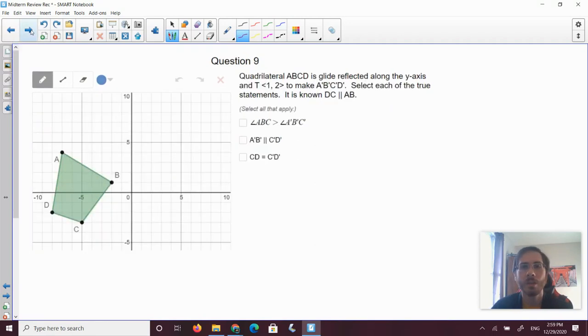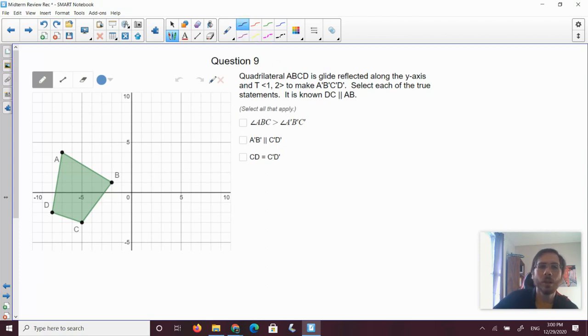All right, number 9, we have this quadrilateral. It's glide reflected along the y-axis and a translation of 1, 2 to make A prime, B prime, C prime, D prime. Select each of the true statements. It's known that DC is parallel to AB. So that means you don't need to double check the slopes. You don't need to count the slopes just to double check that. They're telling you that is true. Don't bother checking it. It's true.